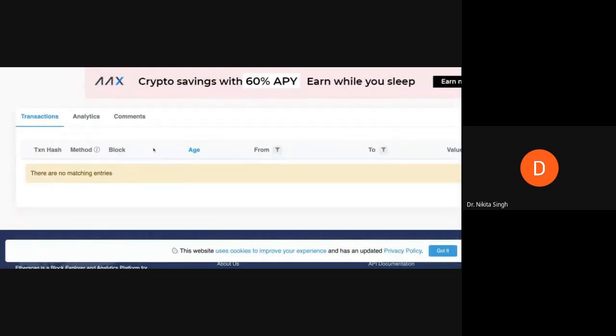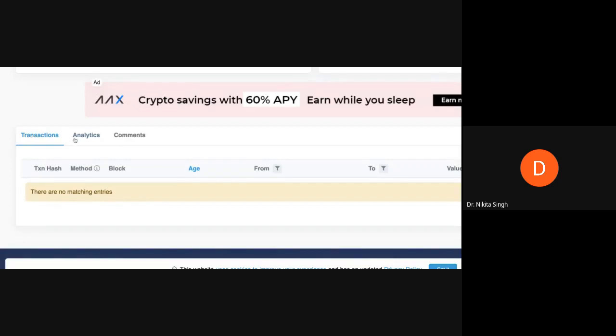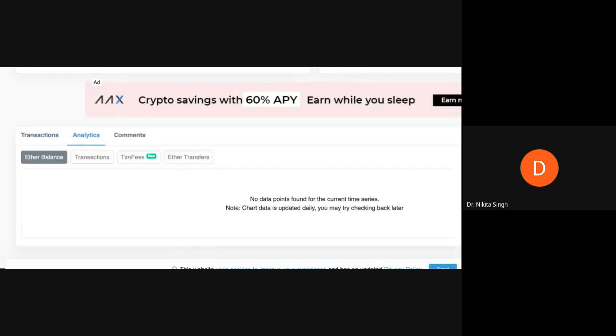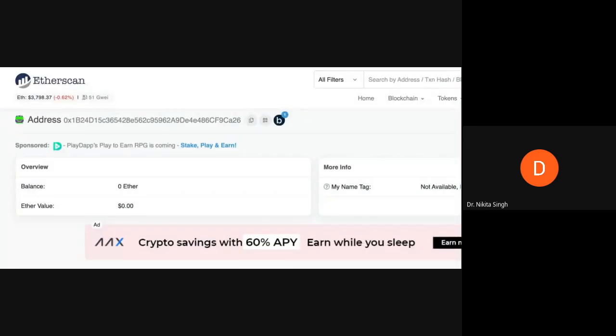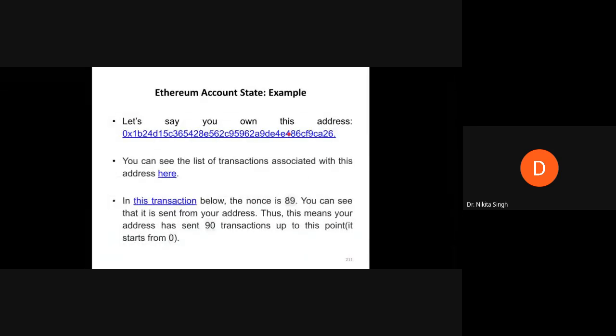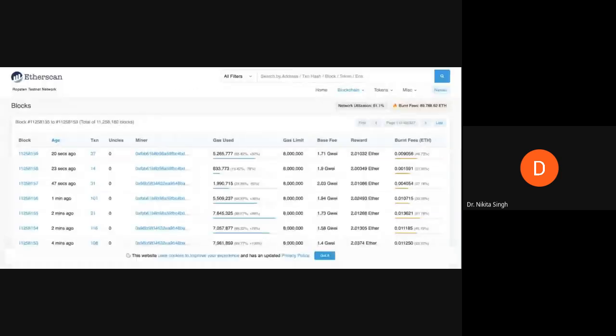If you see here, this will give you the transactions, and the analytics regarding the ether values that you have sent or the ether that you have received. So just to let you know, we have an address here. Now, if you want to see the list of transactions that are associated with that address, here we have the list of transactions associated with the address that we have just clicked.